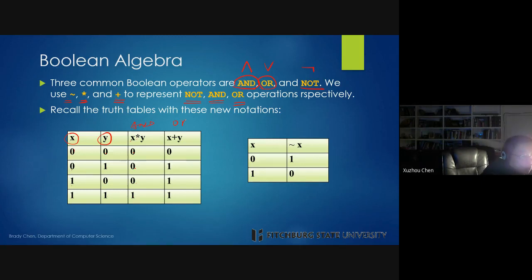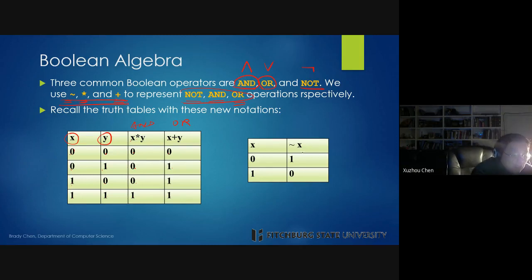Now we use plus. So that means 0 plus 0 is 0. 0 plus 1 is 1. 1 plus 0 is 1. 1 plus 1 is 1. So now the operation becomes what we call the Boolean operation. But it's actually the same as module 1, we just use different notation. Now forget about these things. You just use this.